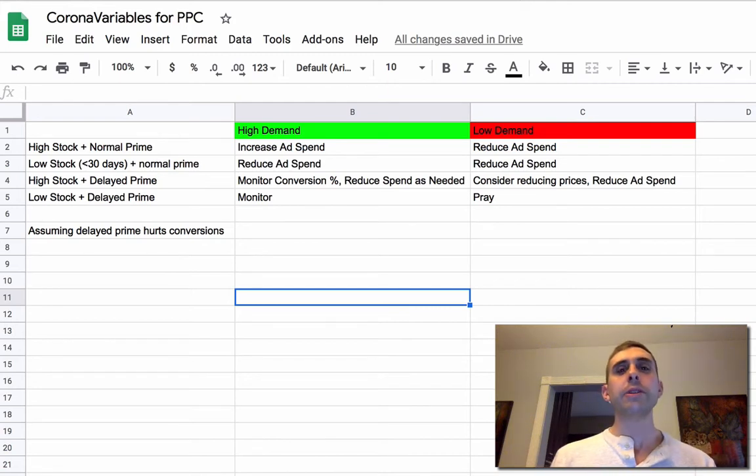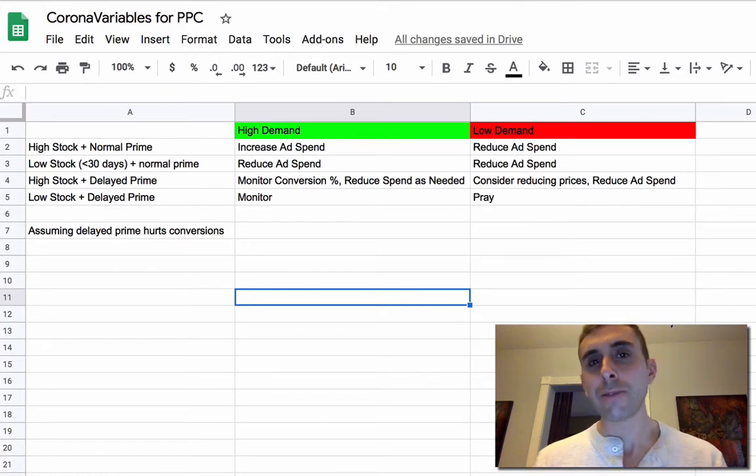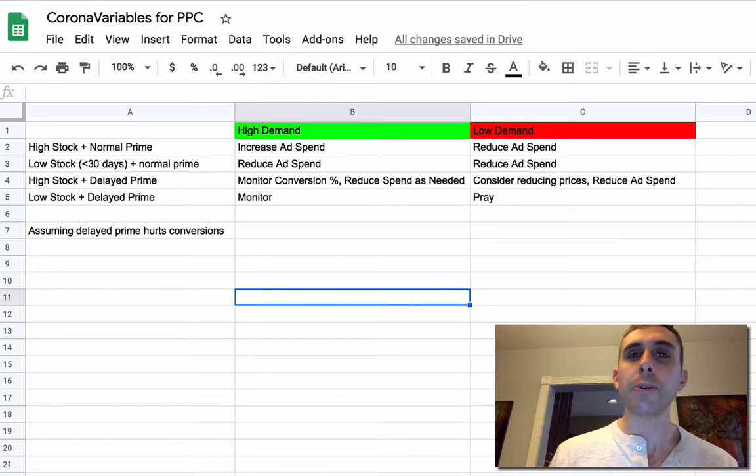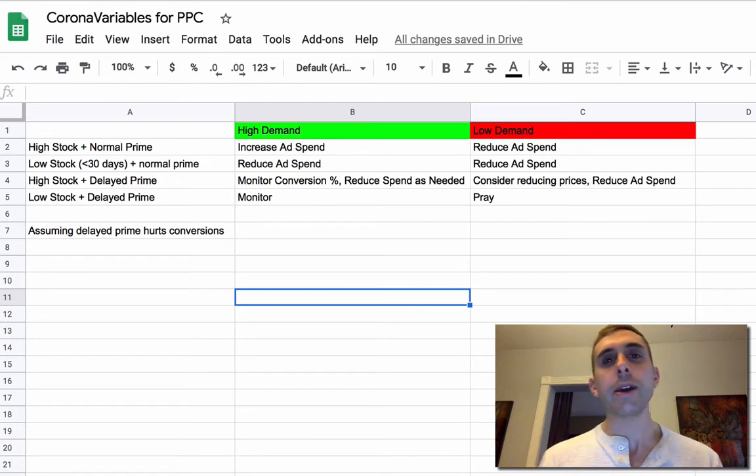So I've broken it down into three main variables. The three main variables are the following. Is your product a high demand product or a low demand product? Right now in this, we'll call it crisis that we're all in, is this product high demand or low demand? Are people purchasing it or are people not purchasing it right now? For example, baby supplies and home cleaning supplies might be high demand, whereas low demand could be outdoor items, like bike accessories or whatever the case may be. So that's the first variable.